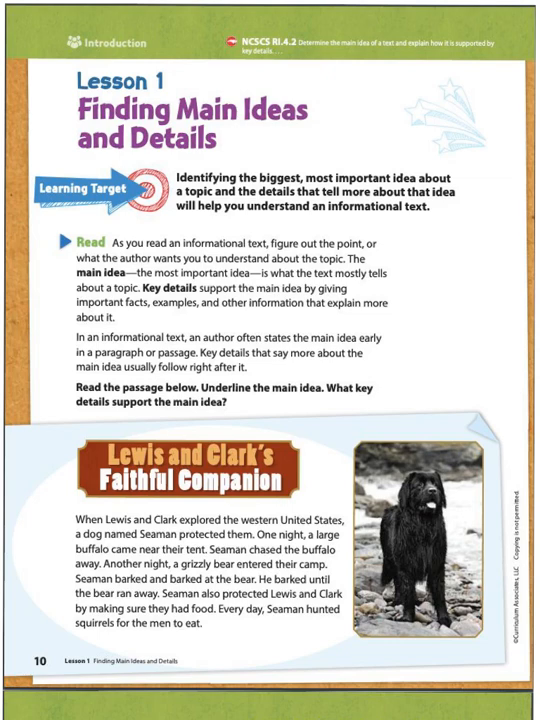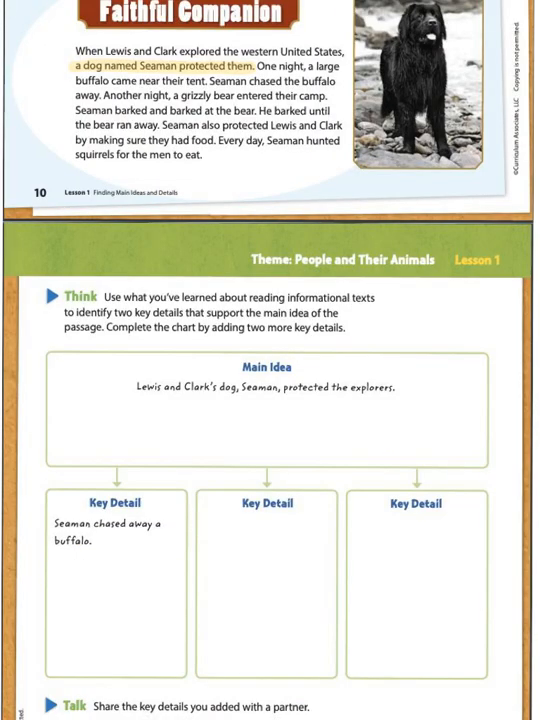We know that the main idea is supposed to come early in the passage. It doesn't always, but in this case it does. In this case, the main idea is that a dog named Seaman protected Lewis and Clark. Now we're going to use what we've learned about reading informational text to identify some key details that support the main idea of the passage.